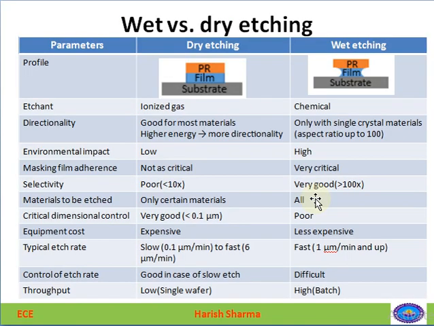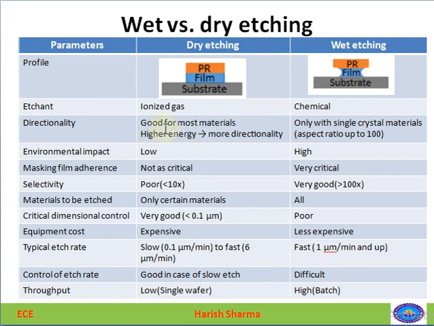Now the difference between wet etching and dry etching: you can see the profile in dry etching. That is a very good profile we are getting. It's etching only in this particular vertical direction, but in the case of wet etching, it's etching in the lateral direction also, so we are getting curved surfaces in the substrate material.